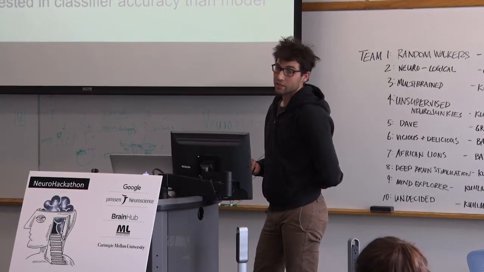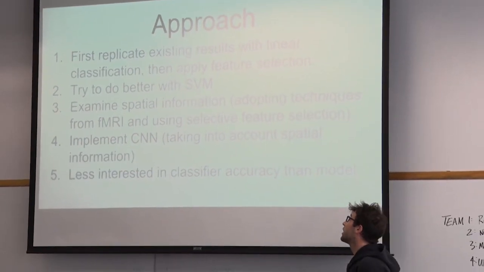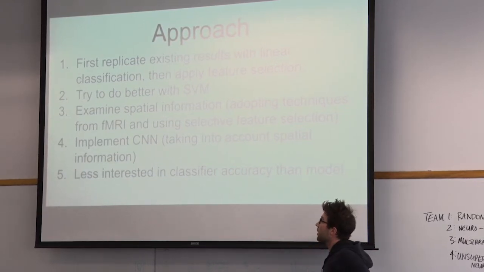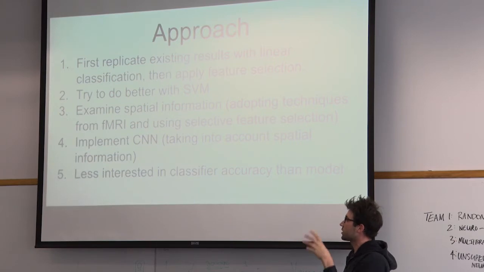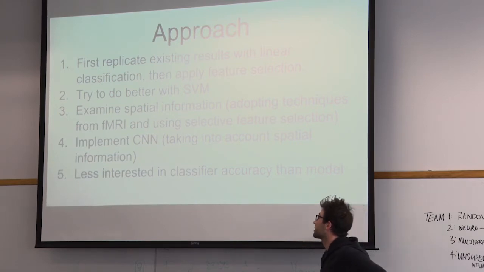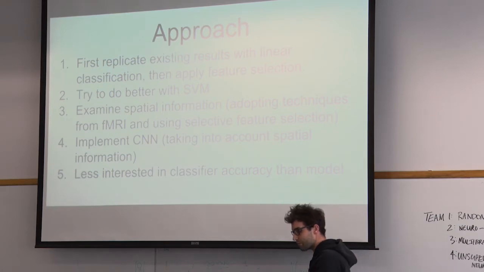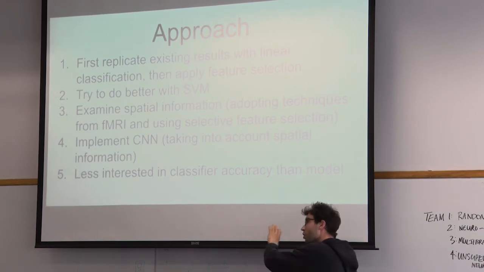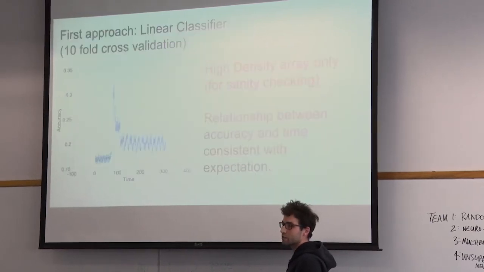Our approach was to first replicate the existing analysis with the linear classifier that you saw a little bit of in the first presentation. Then we would try to apply feature selection, and also use an SVM to see if we can do better with that classifier. Then we really want to look at the spatial information. Those two approaches don't necessarily have anything to do with spatial information, they're just time. So we're going to adopt a technique used in fMRI called representational similarity analysis. We're also going to do selective feature selection, looking at how the information is represented. We also are going to implement a convolutional neural network, at least try to see if that works, which takes into account the spatial information. Overall, we're less interested in making our classifier more accurate than in the model, which has to do with spatial information.